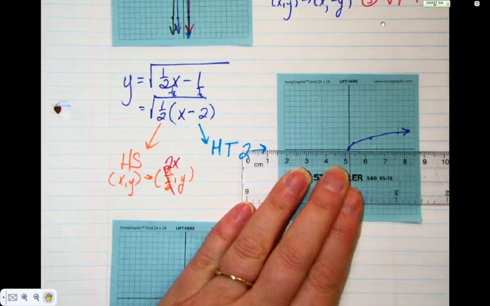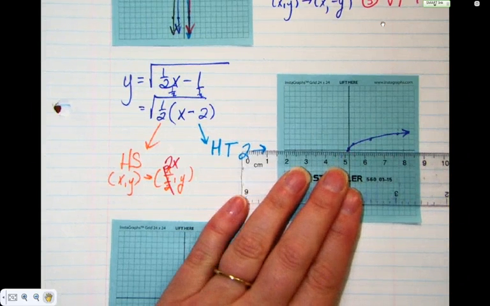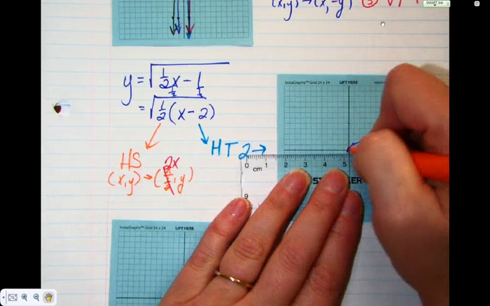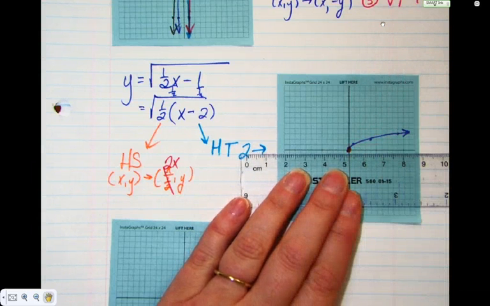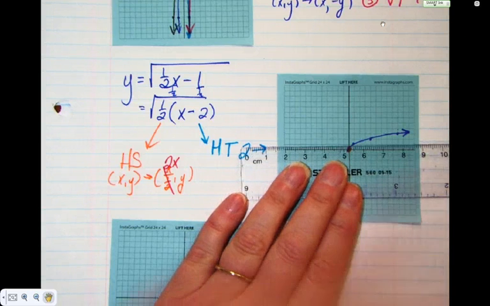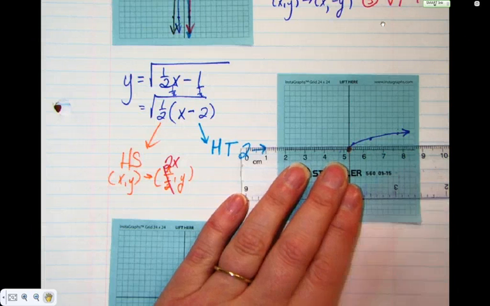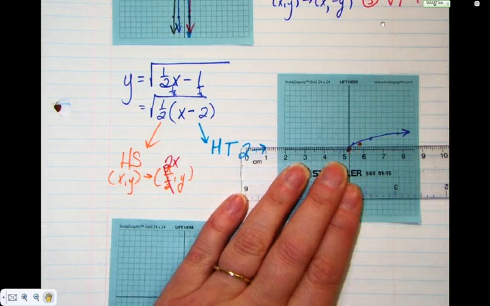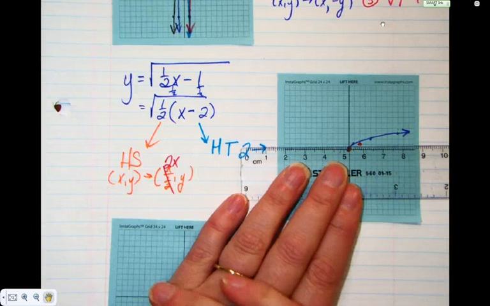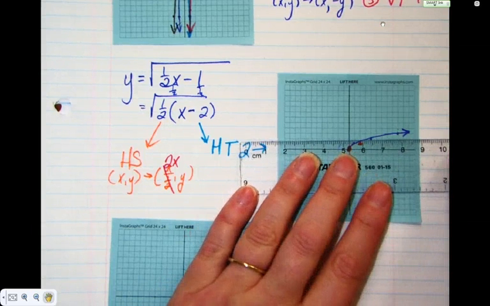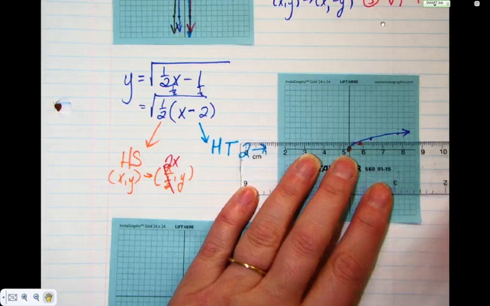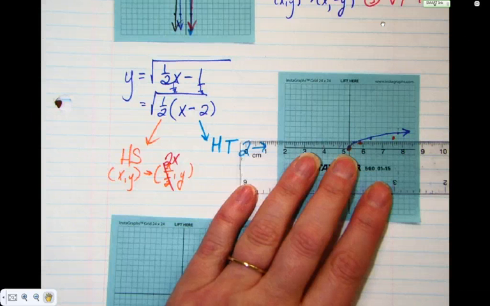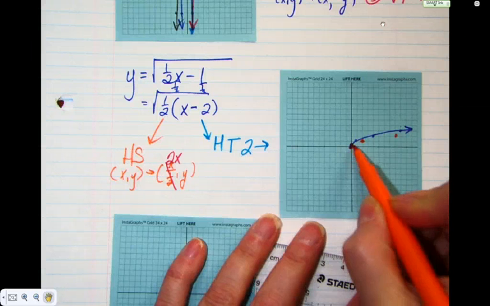I'm going to start with the first point, which is 0. So 0 times 2. The next x value is 1. 1 times 2. And again, the purpose of the ruler is just to stop you from moving it up and down. The next x value is 4. 4 times 2. The next x value is 9. 9 times 2. Right off the grid. So we're just going to forget about that last one.